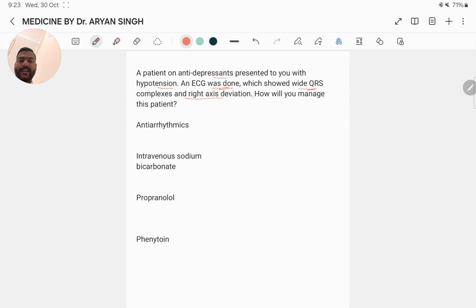Next question. A patient on antidepressant presents to you with hypotension and an ECG was done which showed wide QRS complexes and right axis deviation. How will you manage the patient? Antiarrhythmic, intravenous sodium bicarbonate, propranolol and phenytoin. Here the best answer is intravenous sodium bicarbonate. The given clinical scenario along with the ECG changes suggests a diagnosis of tricyclic antidepressant toxicity, and the management is intravenous sodium bicarbonate.